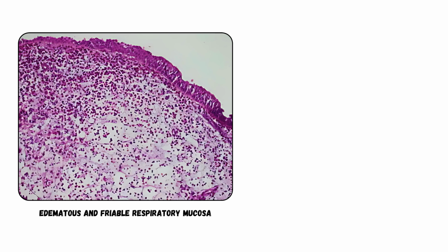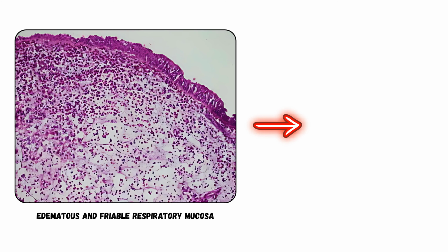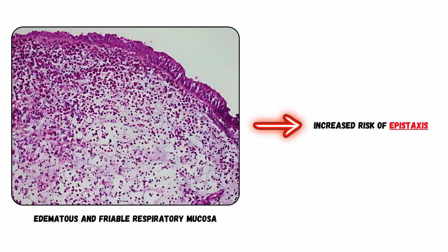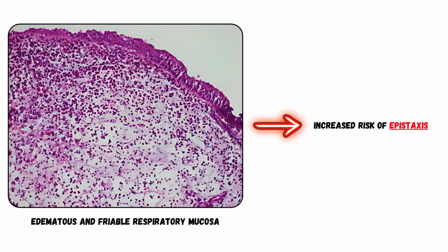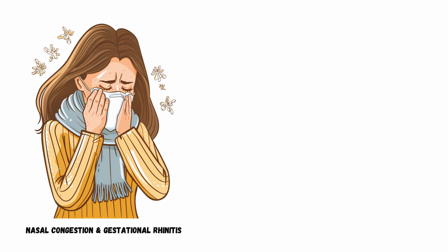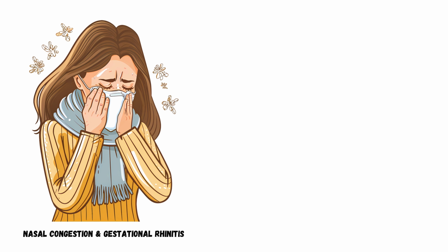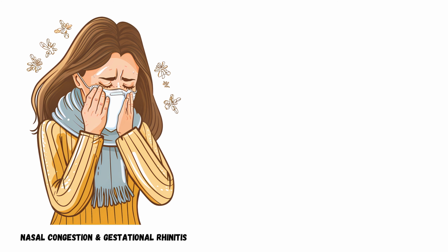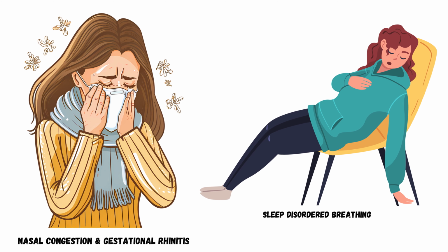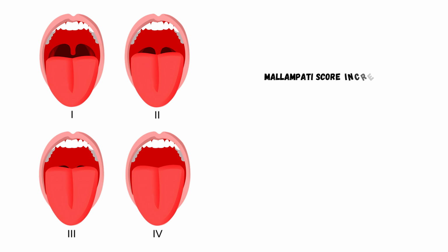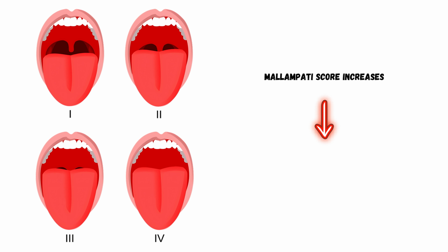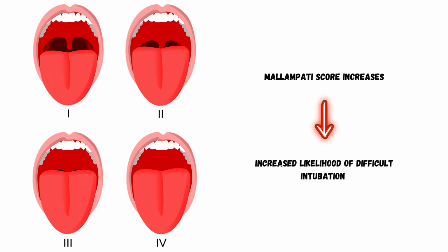Because of these changes, the respiratory mucosa becomes edematous and friable, which increases the risk of epistaxis. Other manifestations due to these changes include nasal congestion and gestational rhinitis, which are resolved soon after the delivery, and sleep-disordered breathing. Additionally, Mallampati score increases during pregnancy, which increases the likelihood of difficult intubation.